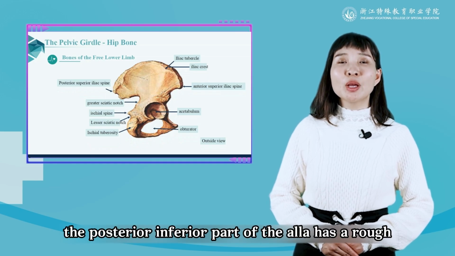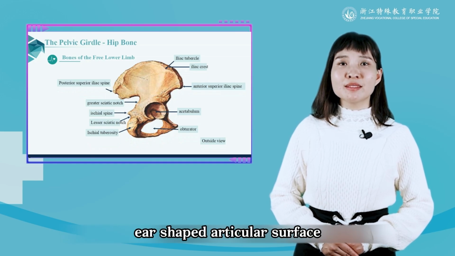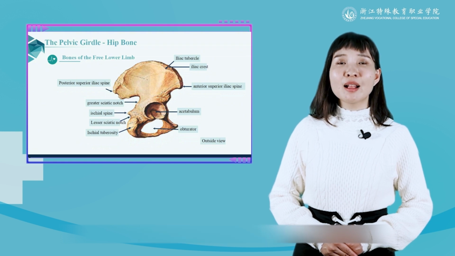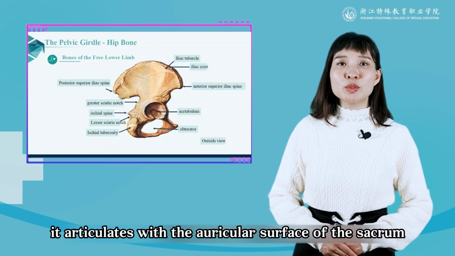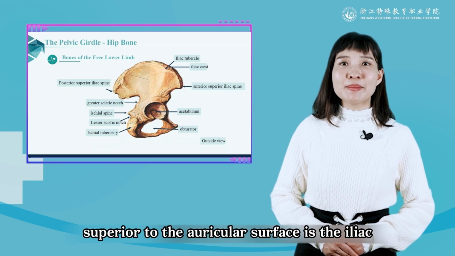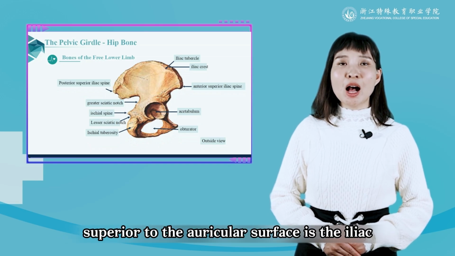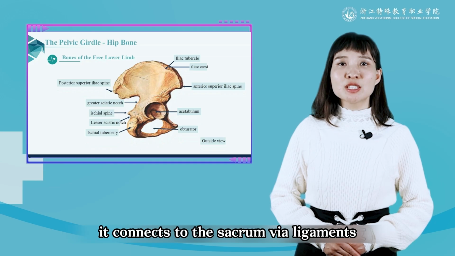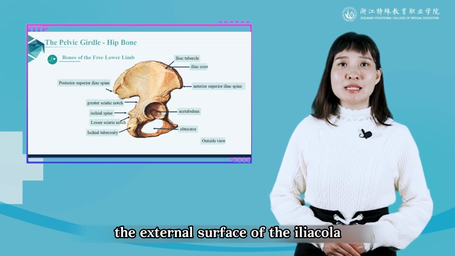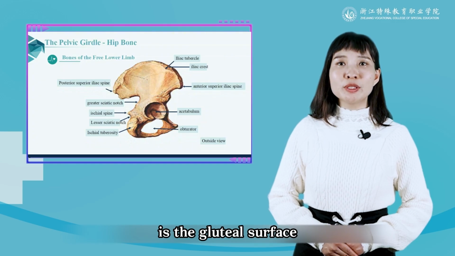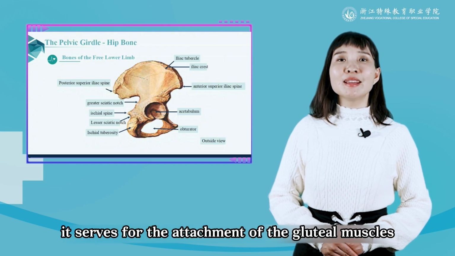The postero-inferior part of the ala has a rough, ear-shaped articular surface. This is the auricular surface. It articulates with the auricular surface of the sacrum. Postero-superior to the auricular surface is the iliac tuberosity. It connects to the sacrum via ligaments. The external surface of the iliac ala is the gluteal surface. It serves for the attachment of the gluteal muscles.